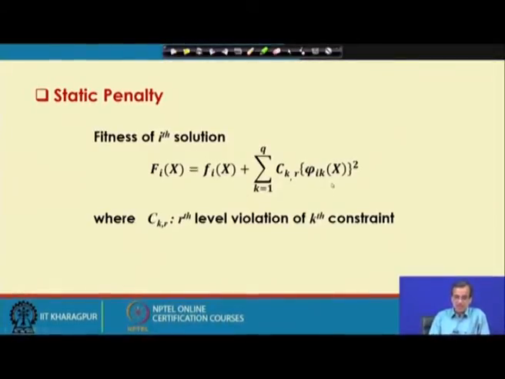Once you have selected the numerical values for this C_kr, very easily you can find out the numerical value of this penalty amount, and I can also calculate the modified fitness. After some time I am going to discuss one numerical example just to show you how to calculate this penalty term numerically.